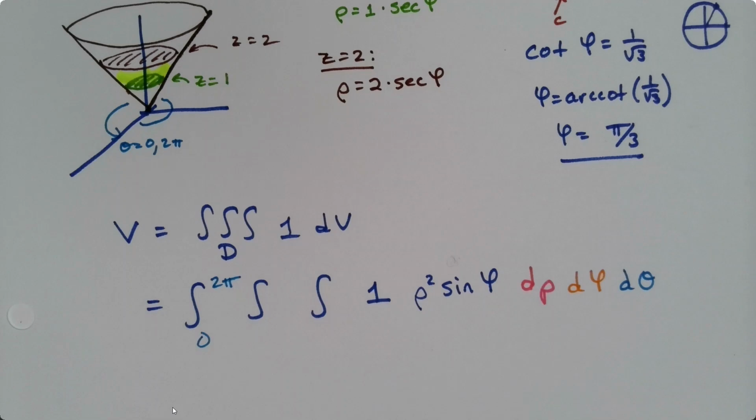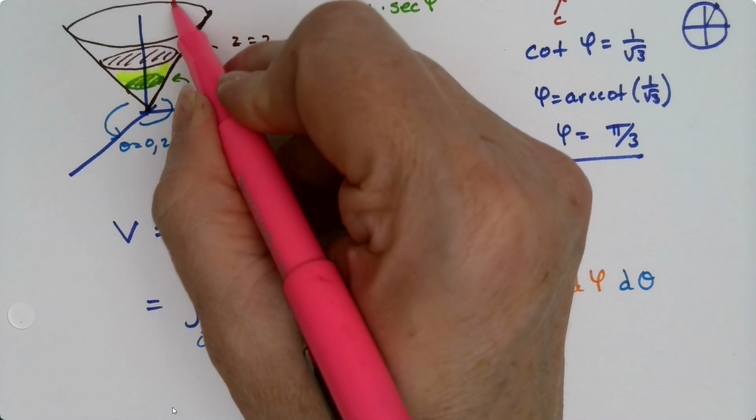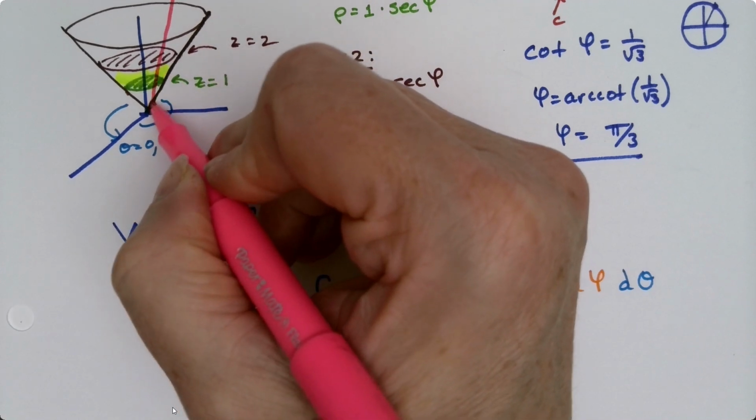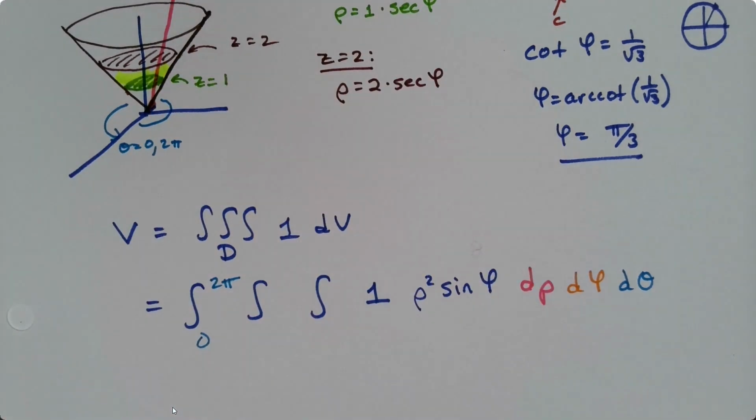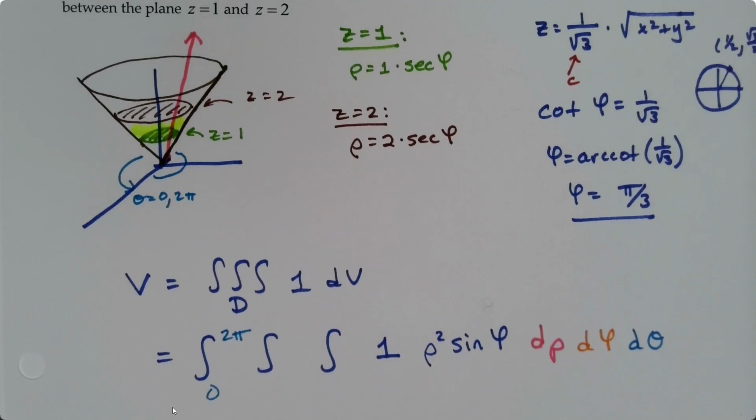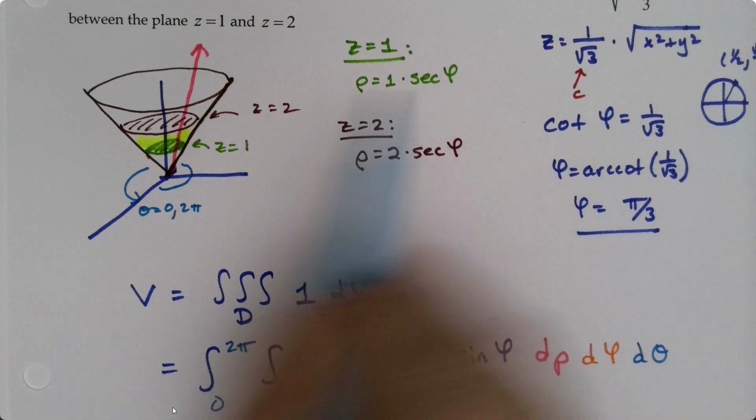All right, what about rho? Rho is also usually pretty easy to figure out. If you imagine a spoke coming out from here, it would hit the bottom plane first and then hit the top plane. It would hit the green one and then the maroon one. So we know what those values are.